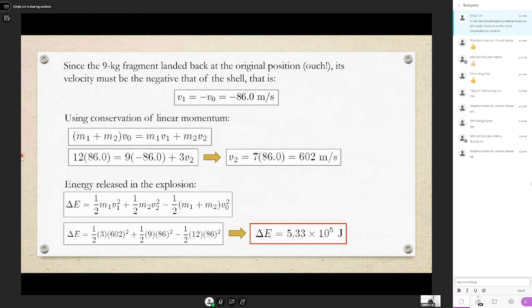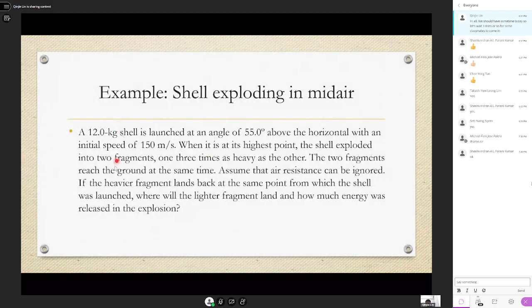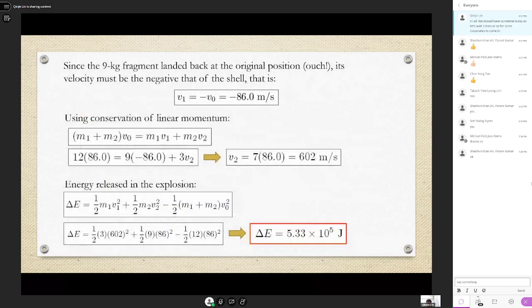And the other part, they ask you how much energy was released in the explosion. How much energy is released in the explosion?